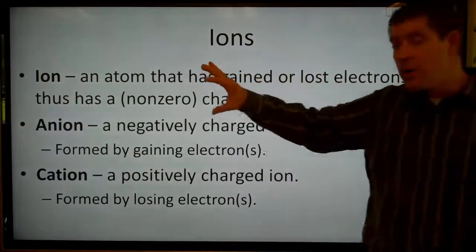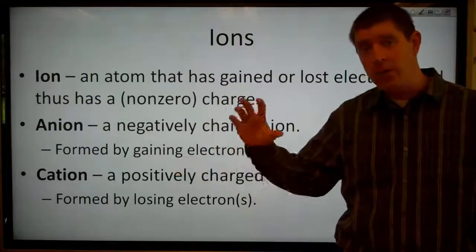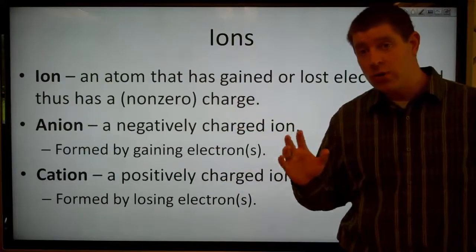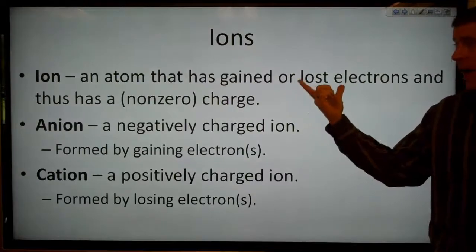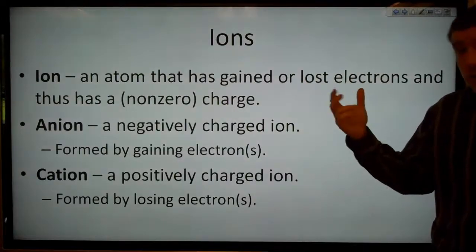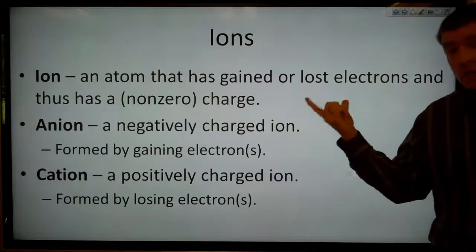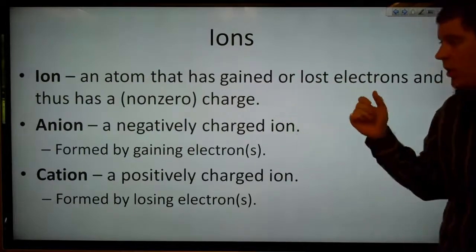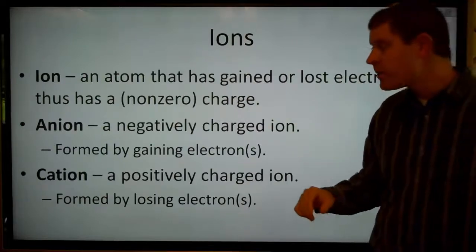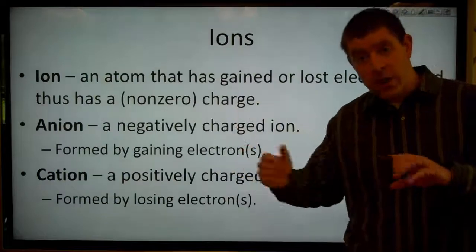All right, so now we turn to ions. So we had been talking about atoms and molecules. Atoms and molecules have a neutral charge to them. An ion is an atom or a collection of atoms that has gained or lost electrons, and thus it has a non-zero charge. It's not neutral. It's got a positive charge or a negative charge, and we have positively charged ions and negatively charged ions.